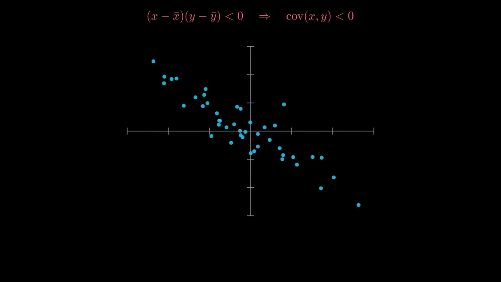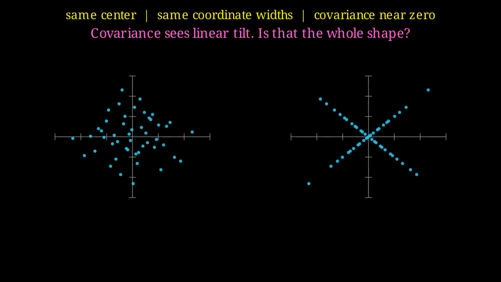Reverse the relationship. Rightward misses now tend to arrive with downward misses, and leftward misses tend to arrive with upward misses. The centered deviations usually have opposite signs, so their products are negative. If the average of those paired products is negative, the covariance is negative. The cloud tilts downward. The opening clouds have the same center, the same horizontal and vertical widths, and almost no covariance. Yet one is round and one is cross-shaped. Does covariance tell us everything?